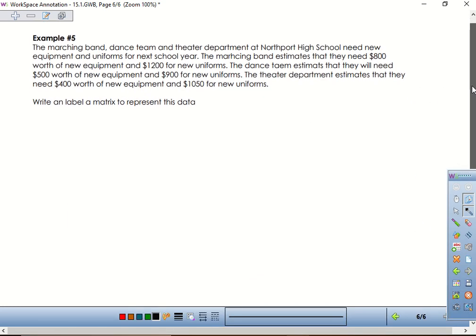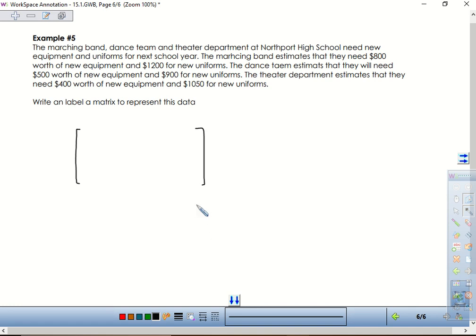So this one says a marching band, dance team, and theater department at Northport High School need new equipment and uniforms for next year. The marching band estimates they need $800 worth of equipment and $1,200 for new uniforms. And then they just go through the dance team's equipment and uniform prices, and then the theater department's estimated equipment and uniform prices. So I need to set up a matrices that can represent this data. So how many correct different matrices could I have here?